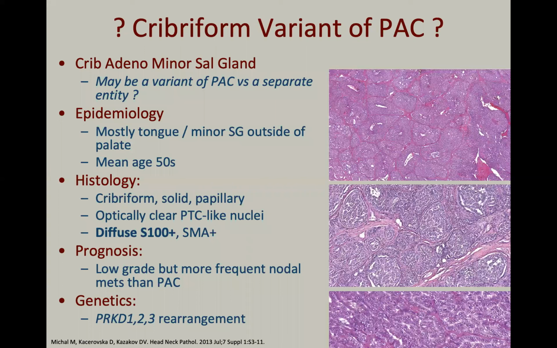Cribiform variant, still probably a low to intermediate histologic grade tumor outside the palate, but frequent nodal metastases. And this is perhaps, we don't really know, related to the location, related to the genetics, but there is morphologic and certainly immunohistochemical overlap. So this is currently lumped in the WHO under the larger term of polymorphous cribiform variant.